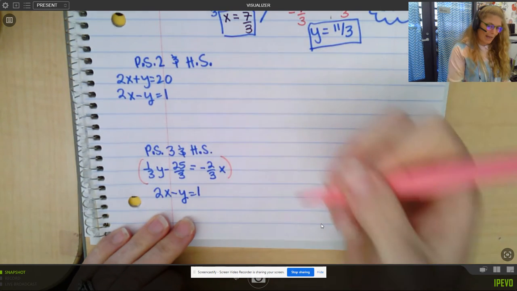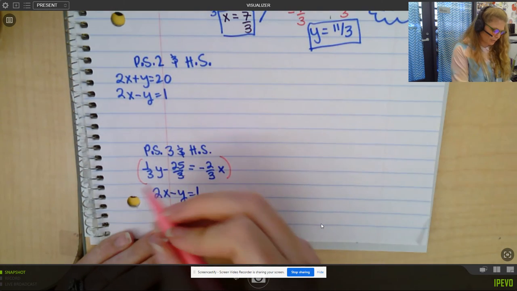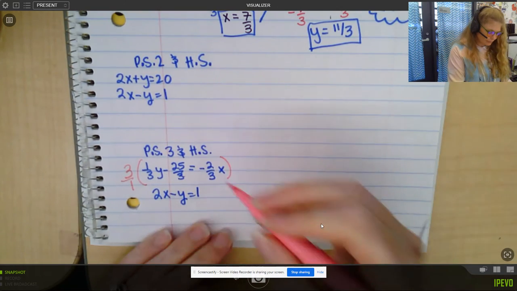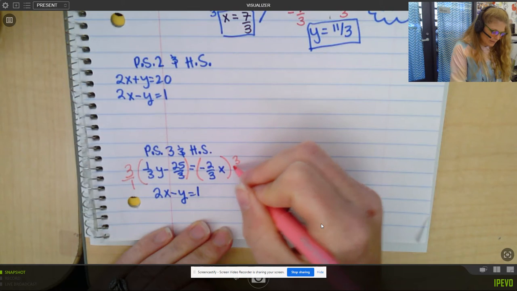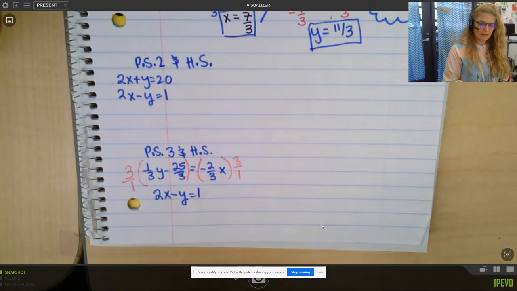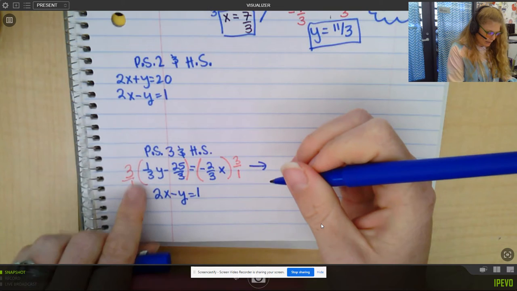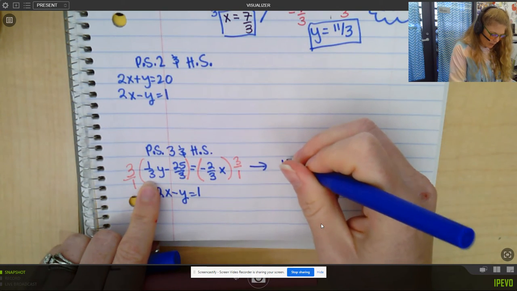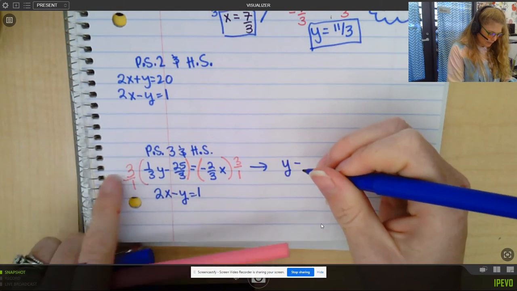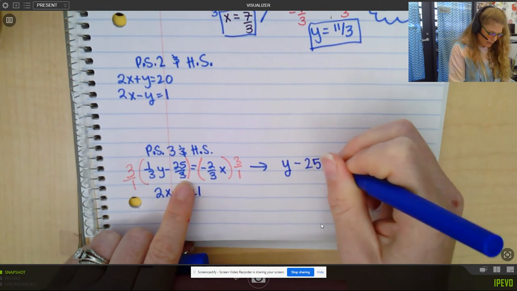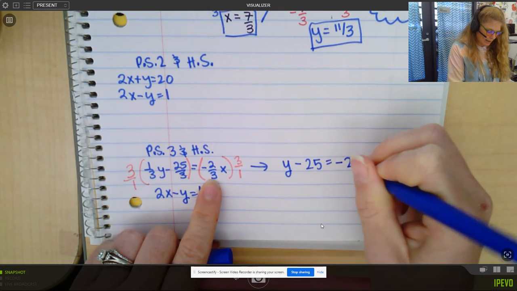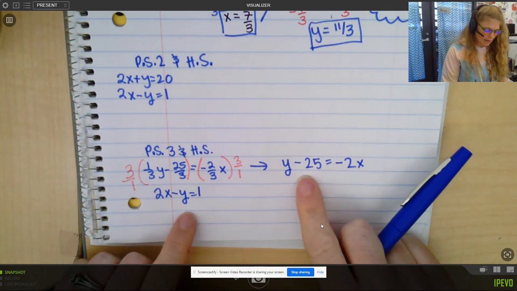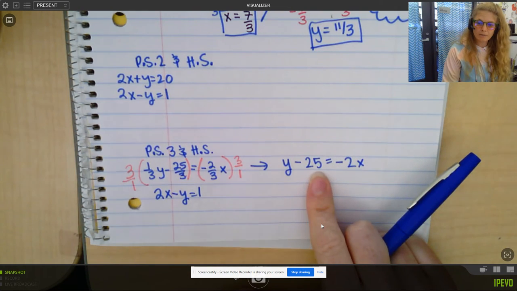So I'm going to multiply everything in this equation. The denominator is all 3, so multiply it by 3. And if you want to think about that as 3 over 1, I like to write it on both sides of the equation so I don't make a silly mistake. Here we would get 1/3 times 3 is 1y, so we'd have y minus 25 equals, the 3's cancel out, negative 2x. Be really careful with your negatives, but this makes a much nicer equation to solve.